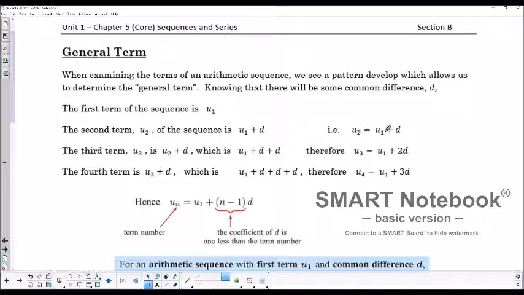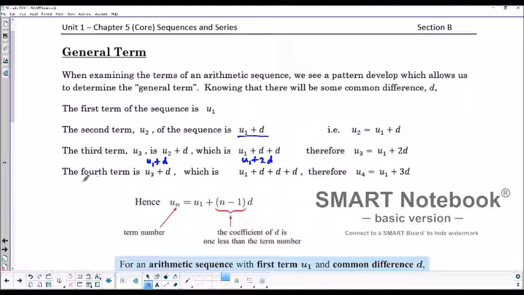So we see here U2 equals U1 plus D. We know then that the difference between U2 and U3 is also D. So U3 is U2 plus D. But we knew from before that U2 is U1 plus D. So if we replace U2 with U1 plus D, then we get U1 plus D plus D, which is U1 plus 2D, which we see over here. U3 equals U1 plus 2D.